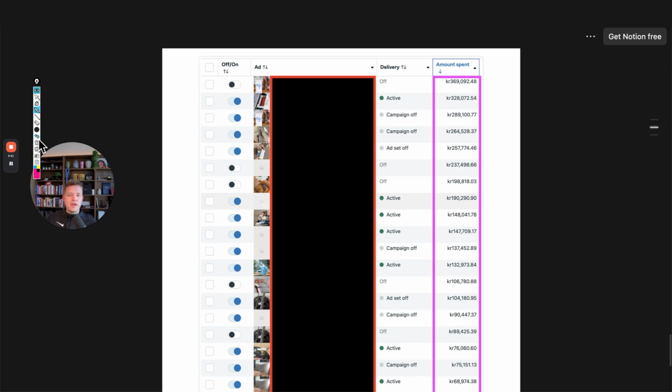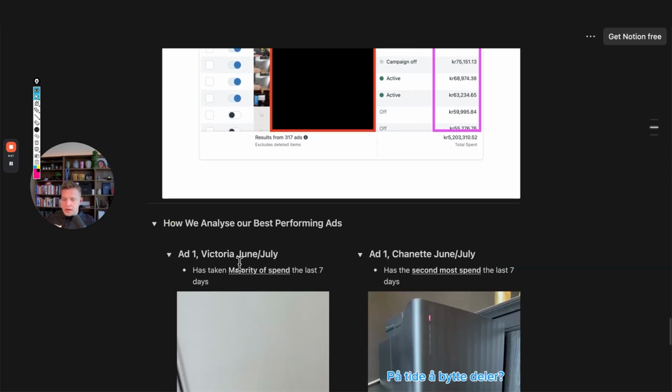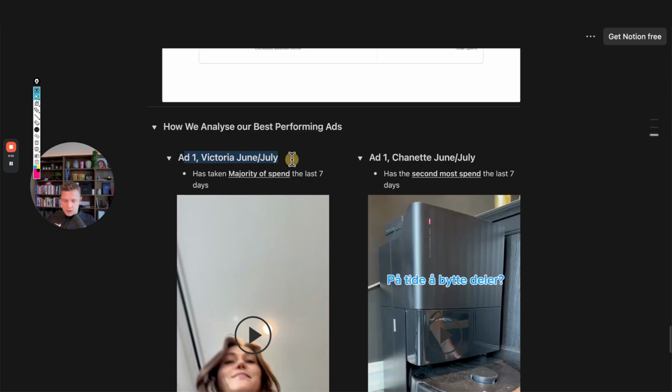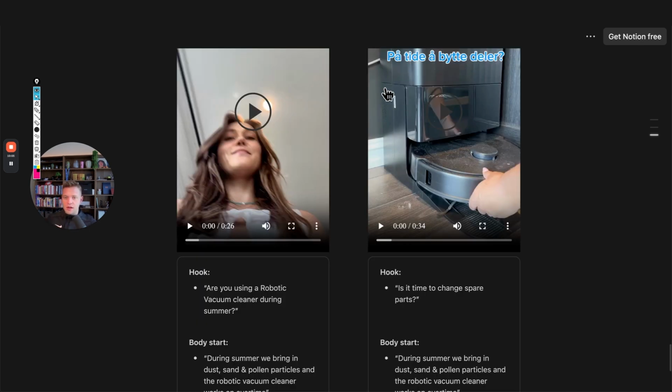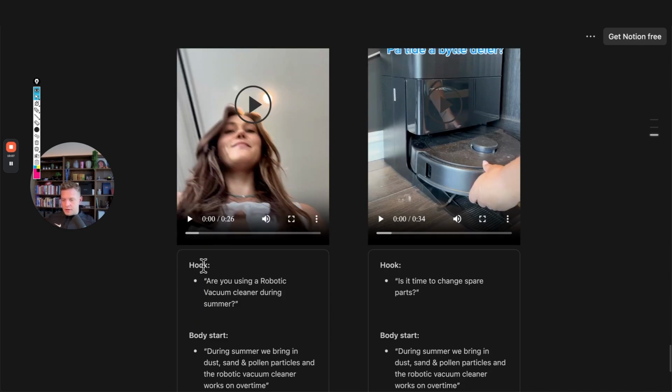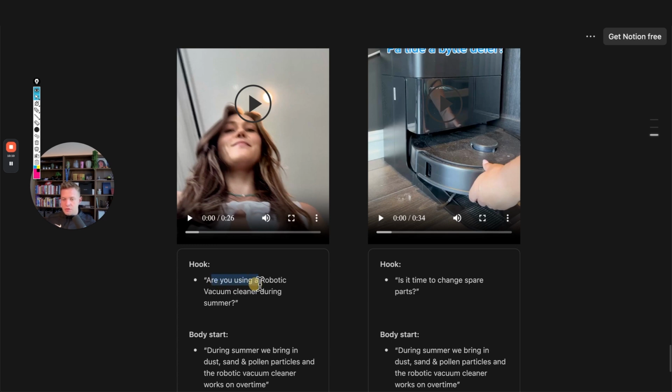These ads have so much data behind them, and these are ads that the Facebook algorithm has picked out to be the best performing, or those that can really tolerate a lot of spend inside the ad account. I have 2 examples with me here today: one with Victoria, June, July, and one with Jeanette. We can just play the hook and you can get an understanding of what is being said. The hook in the Victoria one is saying, are you using a robotic vacuum cleaner during summer? And the hook from Jeanette is saying, is it time to change spare parts?